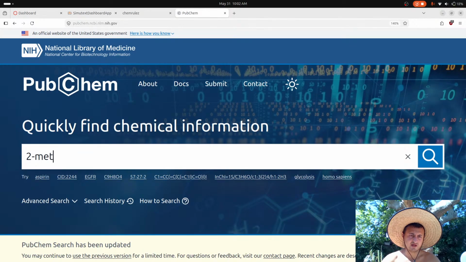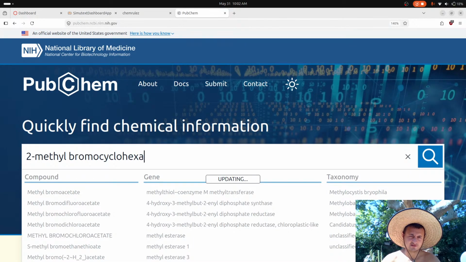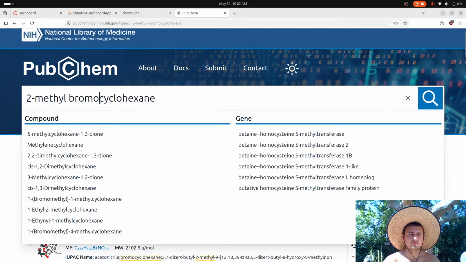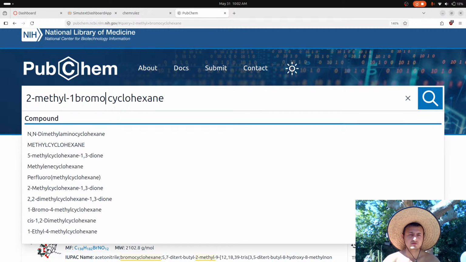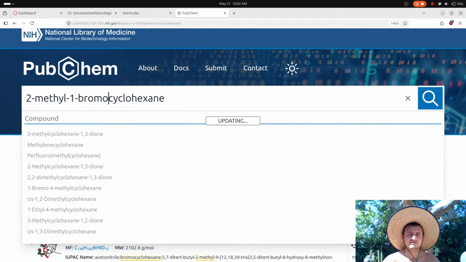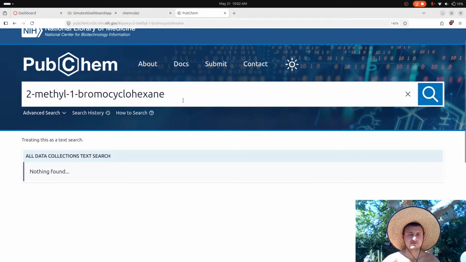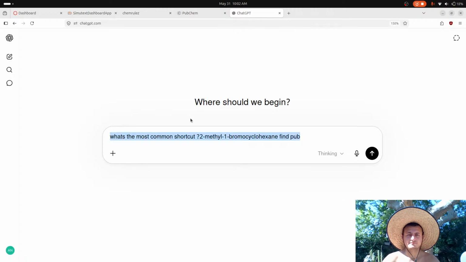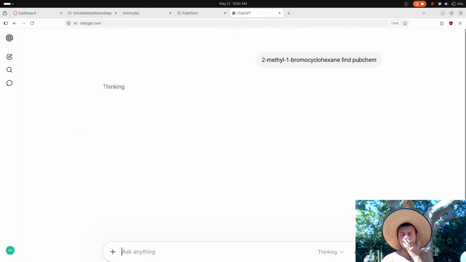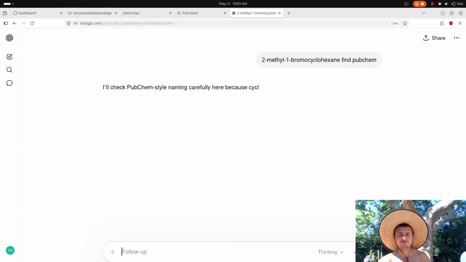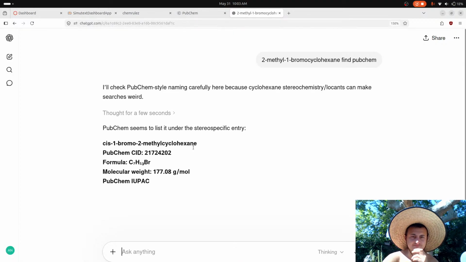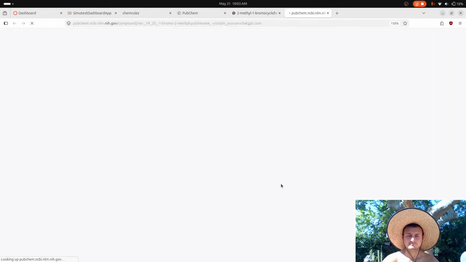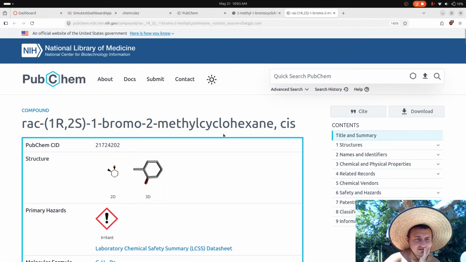Anyways, 2-methyl bromocyclohexane. See, this is what I'm saying. Like, do they not have like an? I don't know. This seems insane. It's like I have to ask an AI to find. Is this even going to be right?